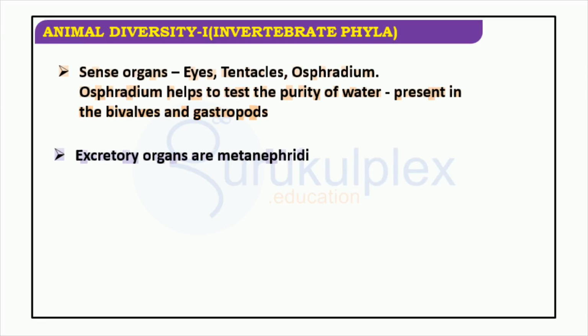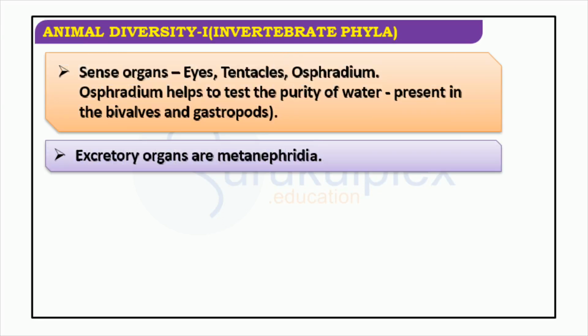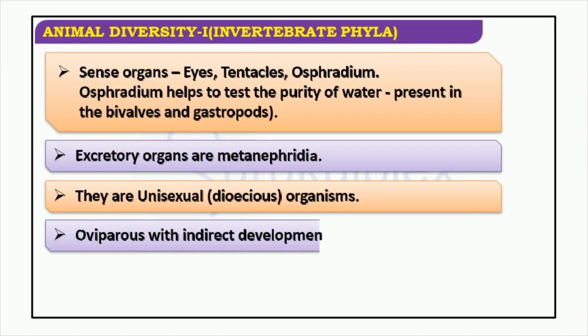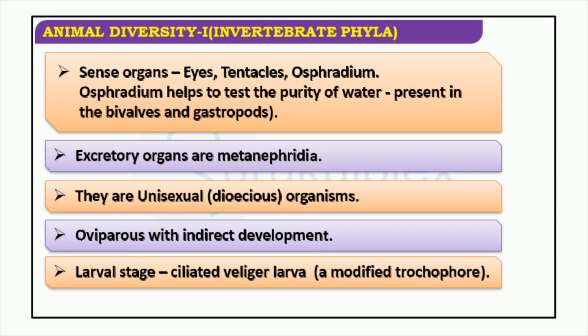Mollusks are extremely important when discussing animal diversity. These creatures are unisexual, meaning they possess two distinct sexes and reproduce through egg-laying. Their development consists of an indirect process, which includes a ciliated veliger larva stage. Metanephridia are typically used as excretory organs, while eyes, tentacles, and an osphradium are employed as sense organs. The osphradium is of particular importance to certain species such as bivalves and gastropods, as it assists in evaluating the water purity.